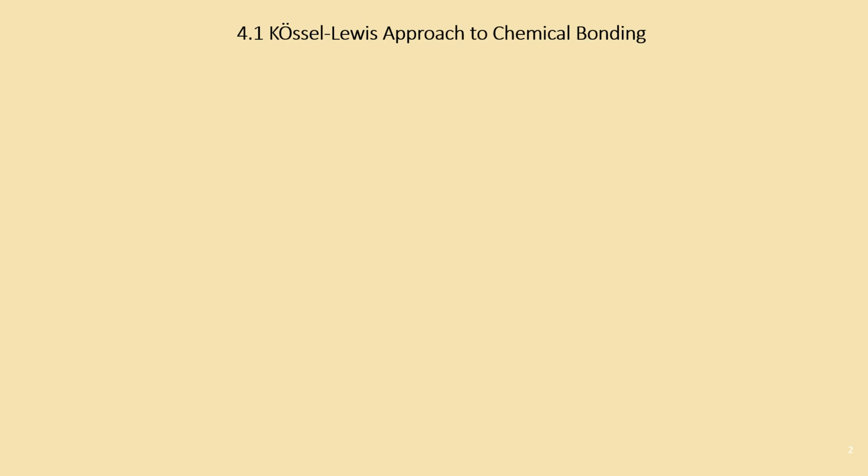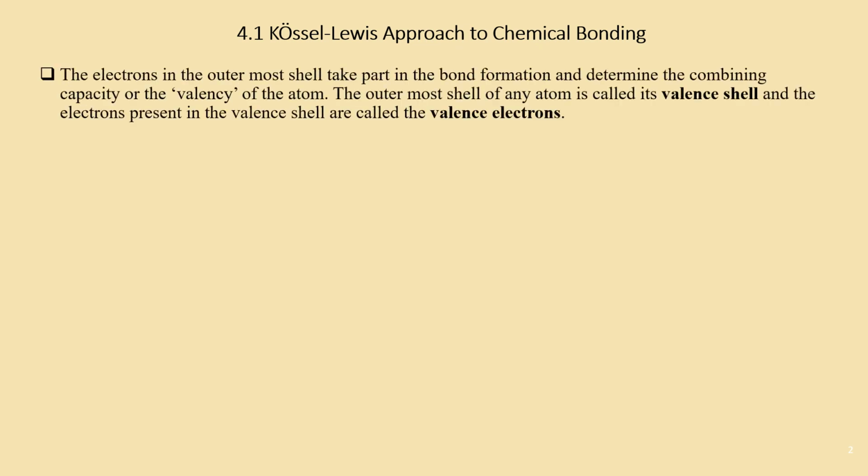Kössel-Lewis approach to chemical bonding. In order to explain the formation of chemical bonds in terms of electrons, a number of attempts were made, but it was only in 1916 when Kössel and Lewis succeeded independently in giving a satisfactory explanation. They were the first to provide some logical explanation of valence, which was based on the inertness of noble gases.